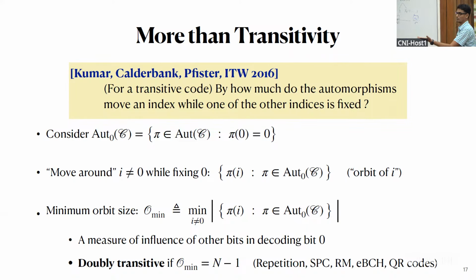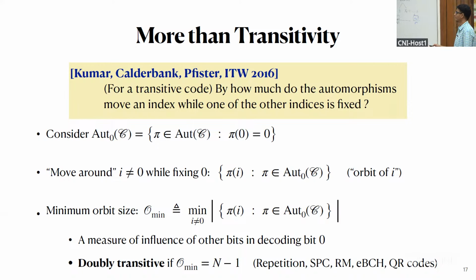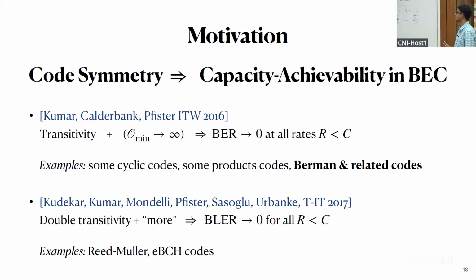Reed-Muller codes, what Arvind presented, extended BCH codes, QR codes, etc. Okay. So our motivation basically started from this paper. So you don't need double transitivity. You need a little less than that. That is enough to achieve BEC capacity. All that you need is that your O min should grow as your block length increases. So this seemed like something that you can try to do. Double transitivity is way too much for us to attack. Right? So that's where Berman codes come in.